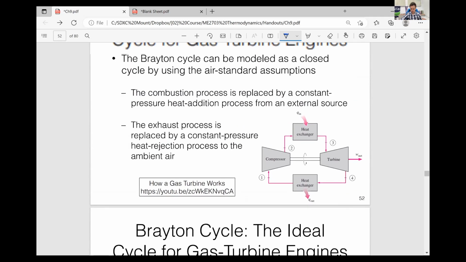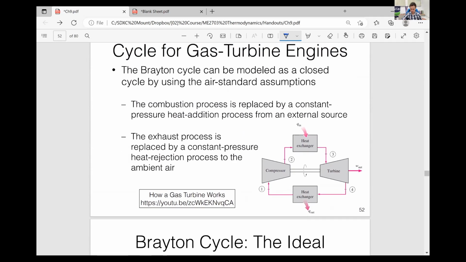There's something interesting here. In this diagram, you can see there's a shaft connecting the compressor and turbine. So what is this? We know the compressor requires work input, but the turbine produces work output. So this rod in the diagram shows you that some of the work output produced by the turbine is supplied to the compressor.